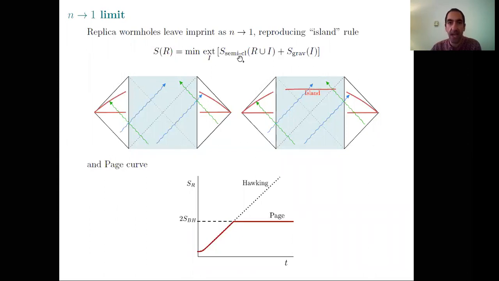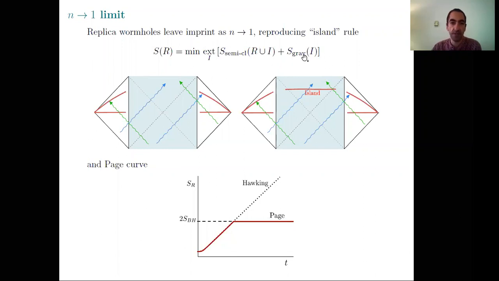expression. And you add to that what I like to call the semiclassical entropy on R union I. The semiclassical entropy means this is like the Hawking style entropy. It's the entropy of quantum fields on a fixed gravitational spacetime. Okay, so this is just a Birrell-Davies QFT in curved spacetime type of computation. So you add those two things together and you extremize over island regions I, which can be disconnected if you want. And if there are several island regions I, you take the minimum over all of them.